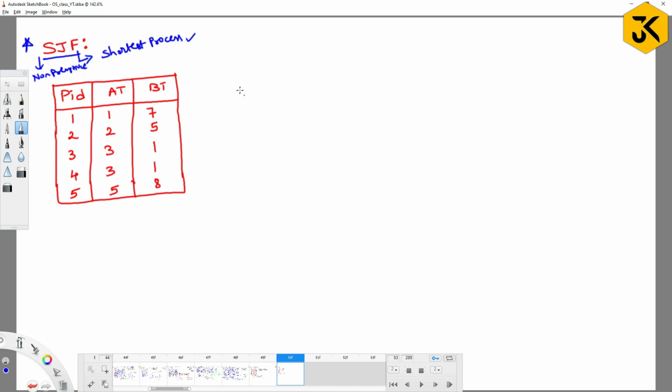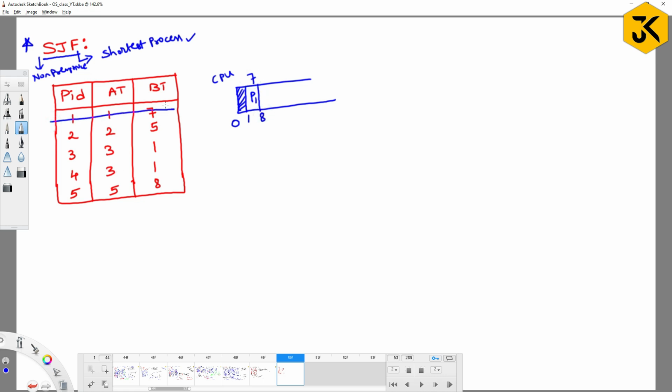Right? Without delay, let me try to draw the Gantt chart for this one. So the CPU is going to start at 0 units of time. At time 0, is there any process available? No. So it is going to be idle for 1 unit of time. And we give a chance to P1 as only one process is available. It is allocated for 7 units, completed by 8 units of time.